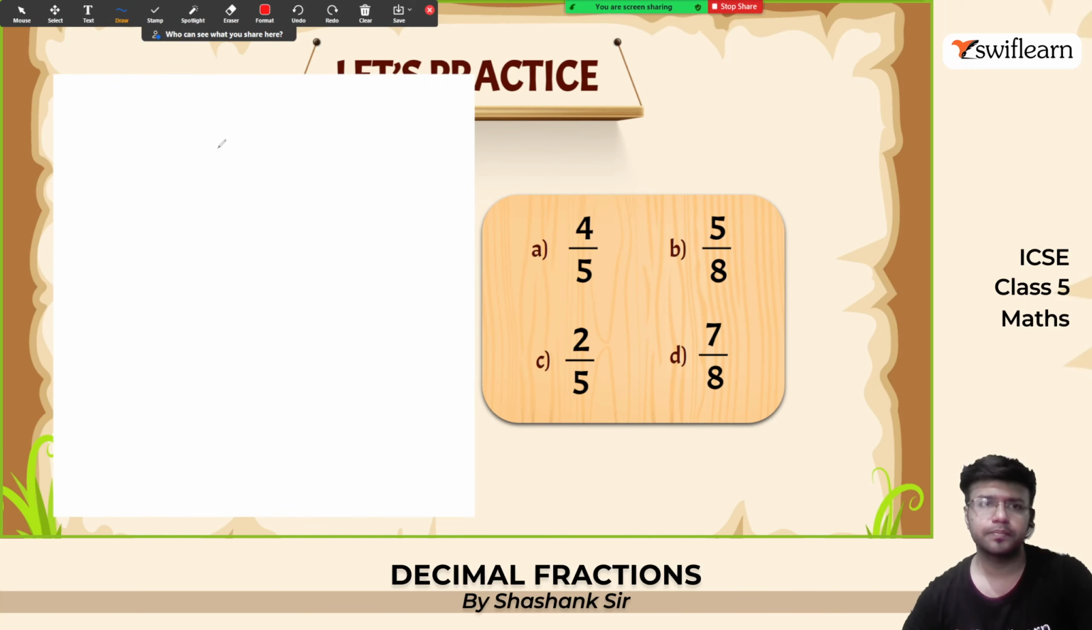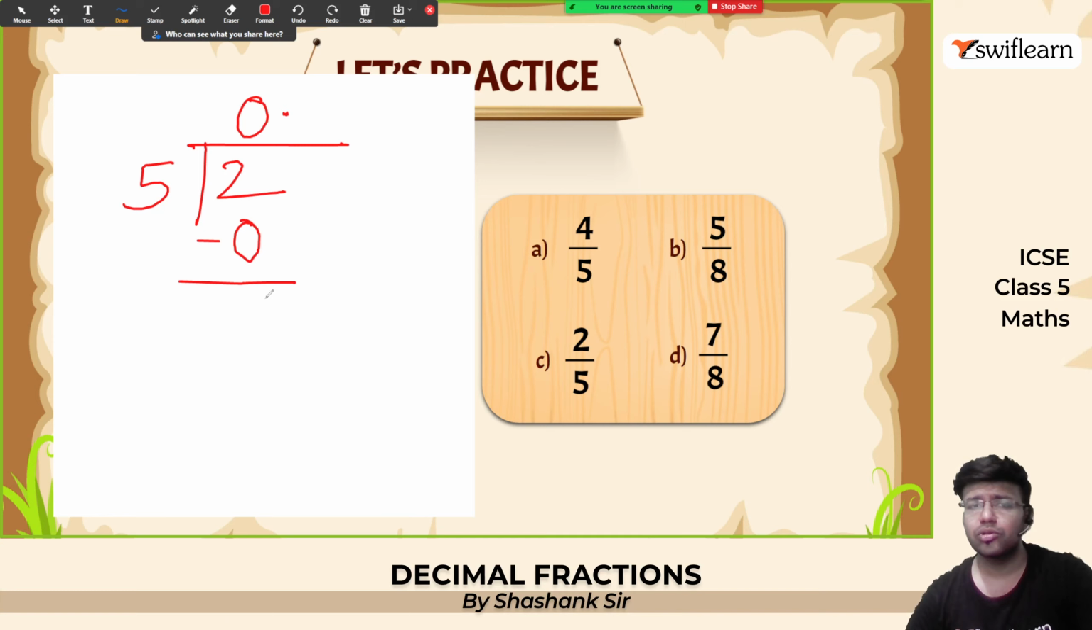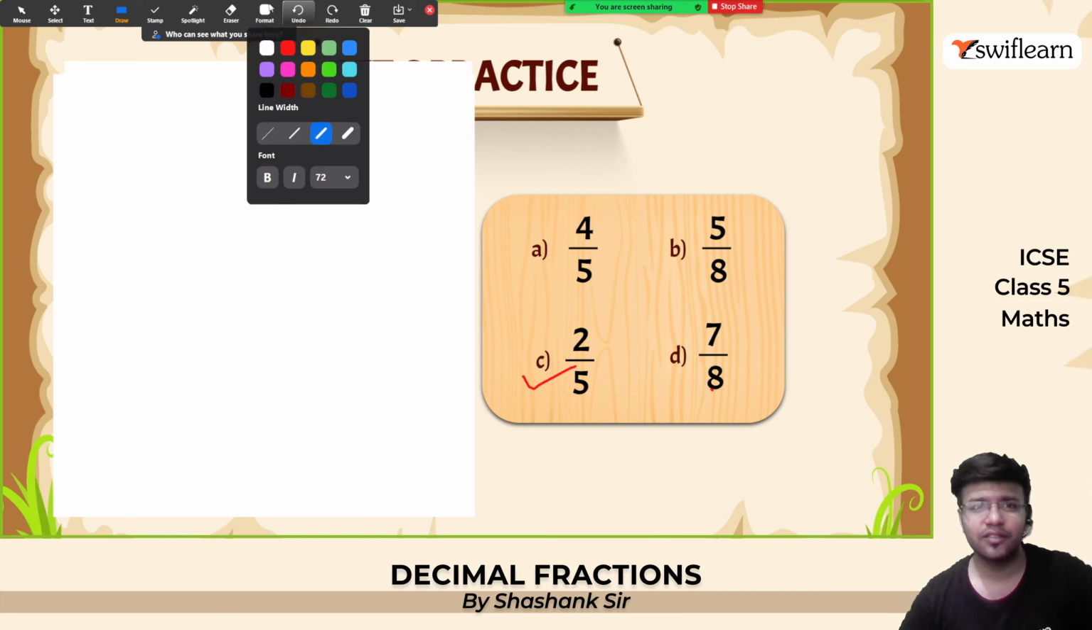Let's solve for 2 by 5. Write 2 inside and 5 outside. See, 5 I can't divide. 5 zeros are 0, 2. Now since I've put a decimal point, I can take as many zeros as I want. 5 fours are 20. Last problem of this slide, 7 by 8.